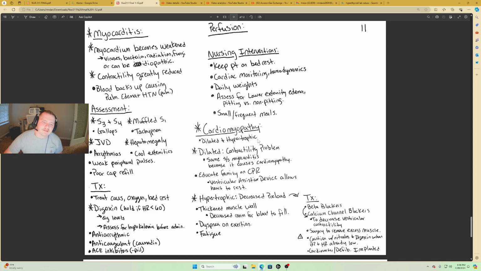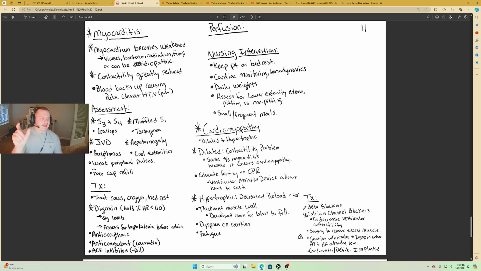Cardiomyopathy. This occurs when the vessels are dilated and the heart becomes hypertrophic. Dilated is a contractility problem. Same signs and symptoms of myocarditis, because it causes cardiomyopathy. So myocarditis can cause cardiomyopathy, and then cardiomyopathy can also have a hypertrophic aspect to it, which is when the muscle wall in the heart becomes thickened.